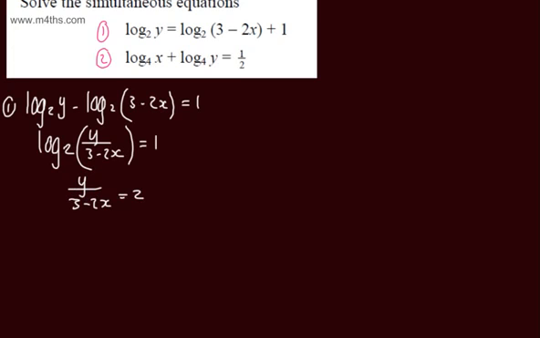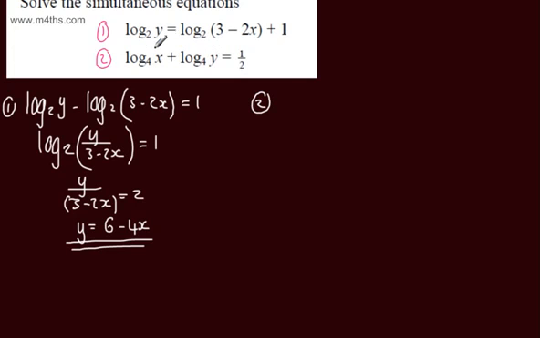At this stage, I could express y in terms of x, and I could write y is equal to, multiplying both sides by the quantity 3 minus 2x, I could have 6 minus 4x. And that now gives me equation 1 as y in terms of x. Let's go ahead and look at equation 2.